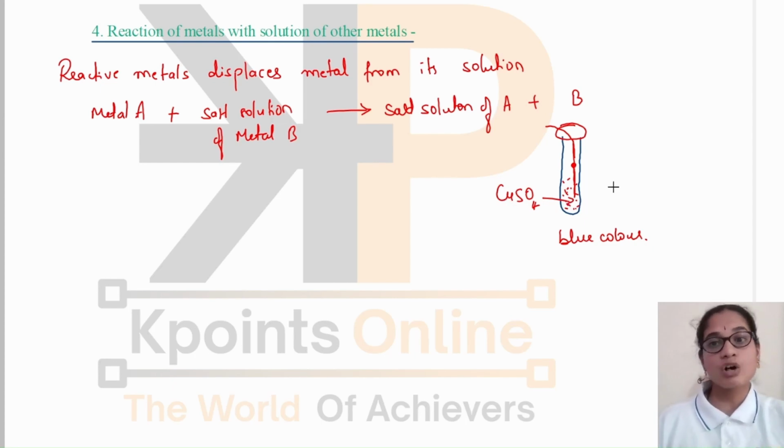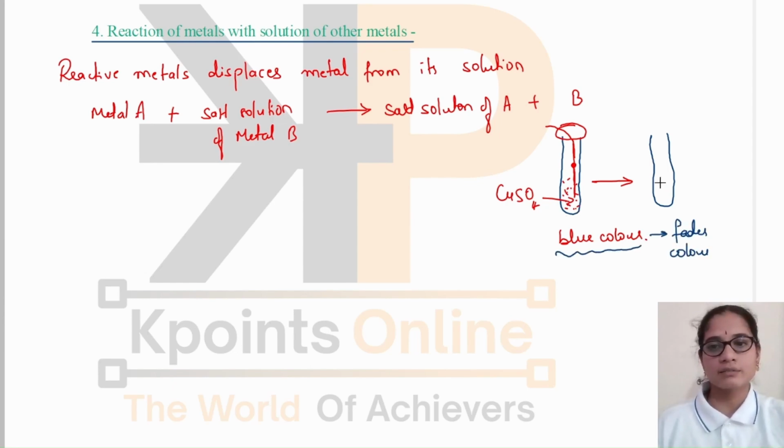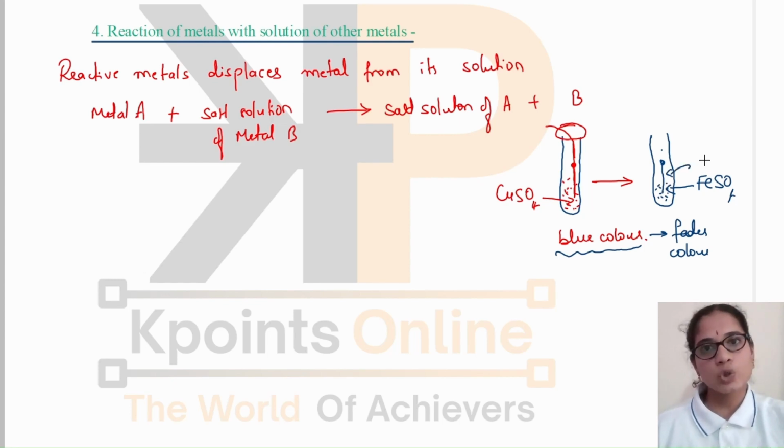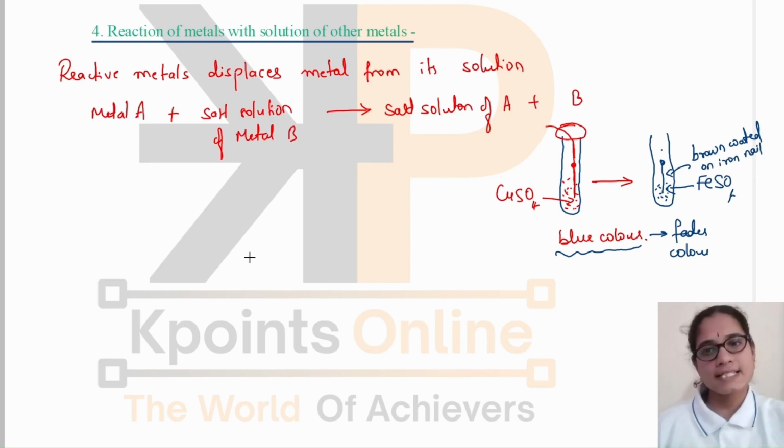So what happens after some time? After some time, the color of this copper sulfate solution, which was blue in color, fades. It becomes light in color. It is due to the formation of iron sulfate. And that nail which we have dipped in the solution is now coated with a brown material, a brown coating on the iron nail here. Why has it happened?